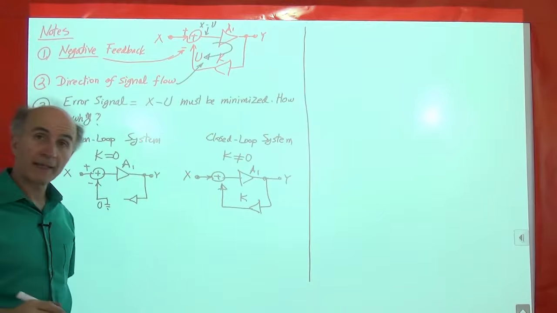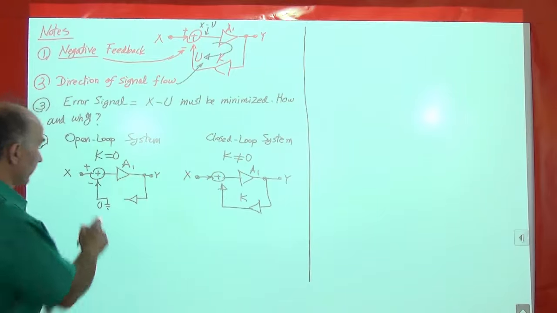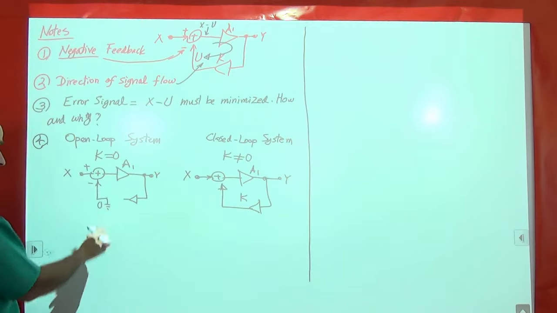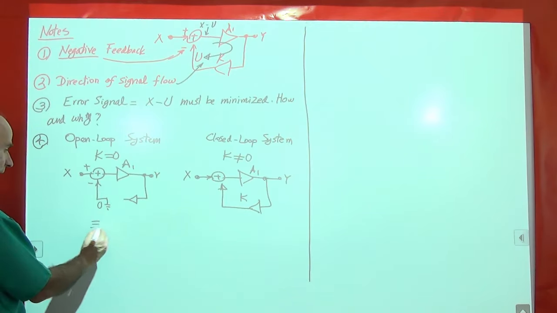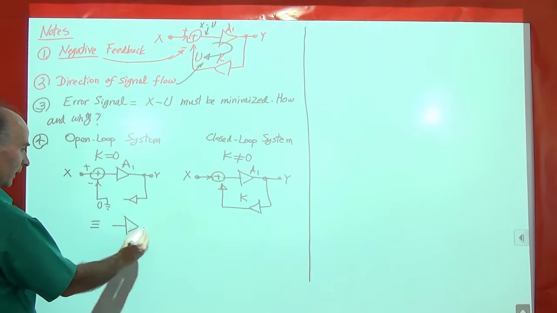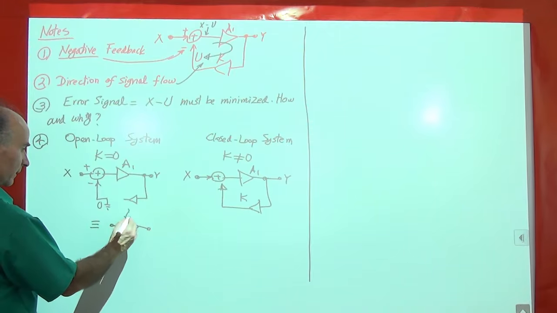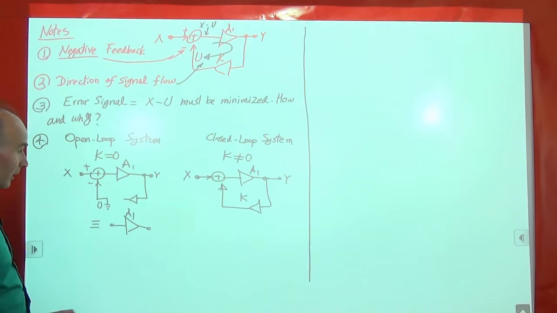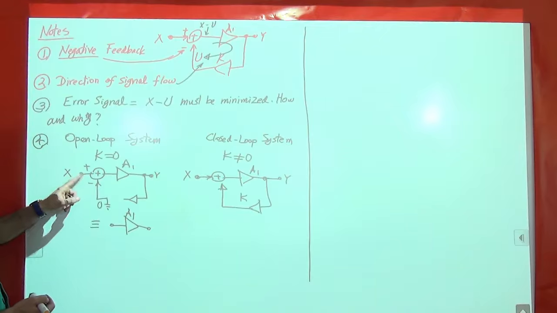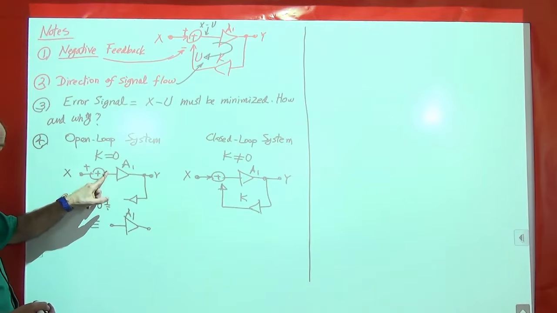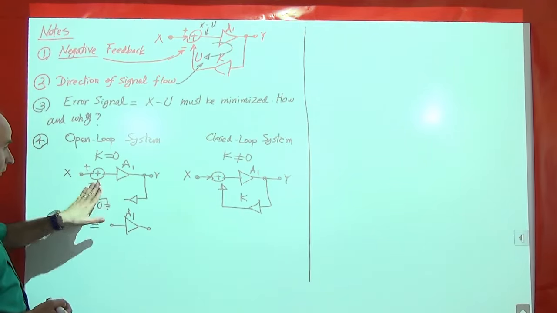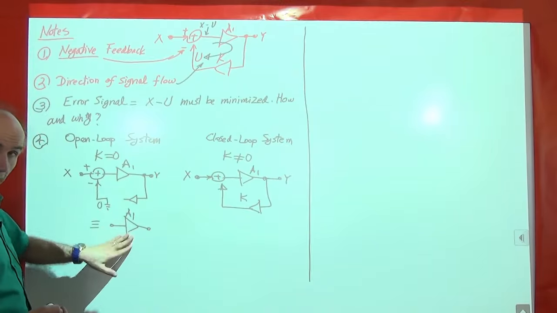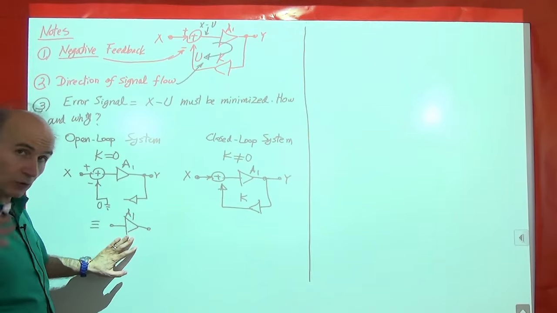Now, it is tempting to say that the open loop system, if I look at this very carefully, is equivalent to just A1, right? Because if this is just X minus 0 going in here, that's just X, this is just Y, this doesn't do anything, this doesn't do anything, so it's just A1, right? And in many cases, that's true.